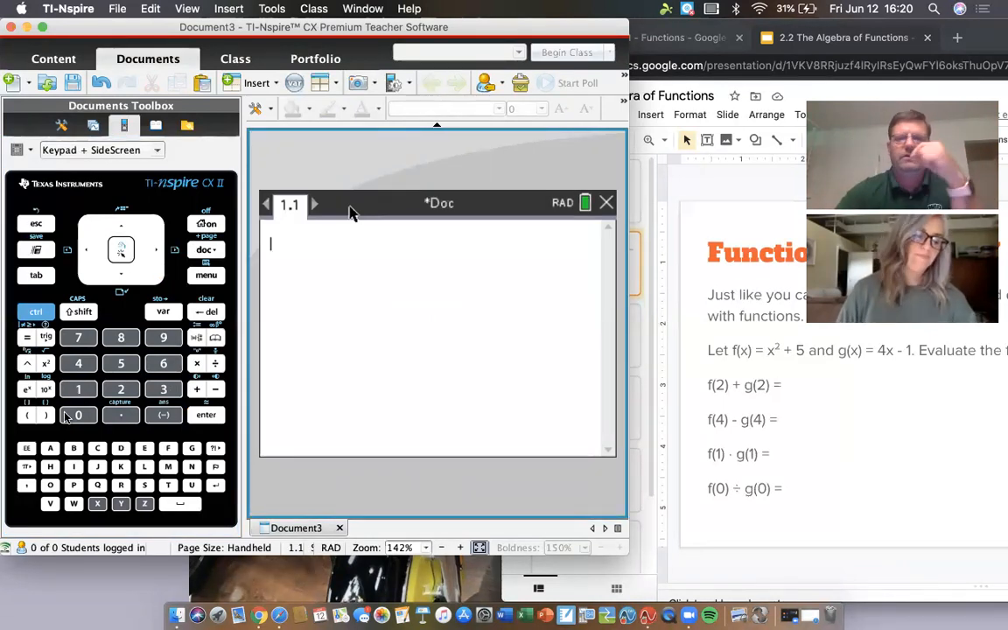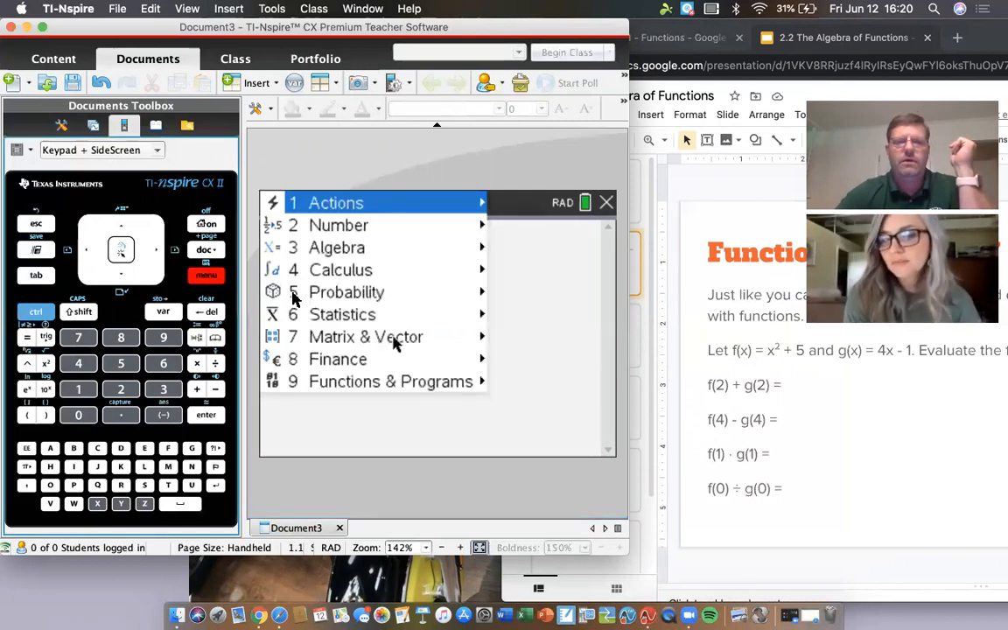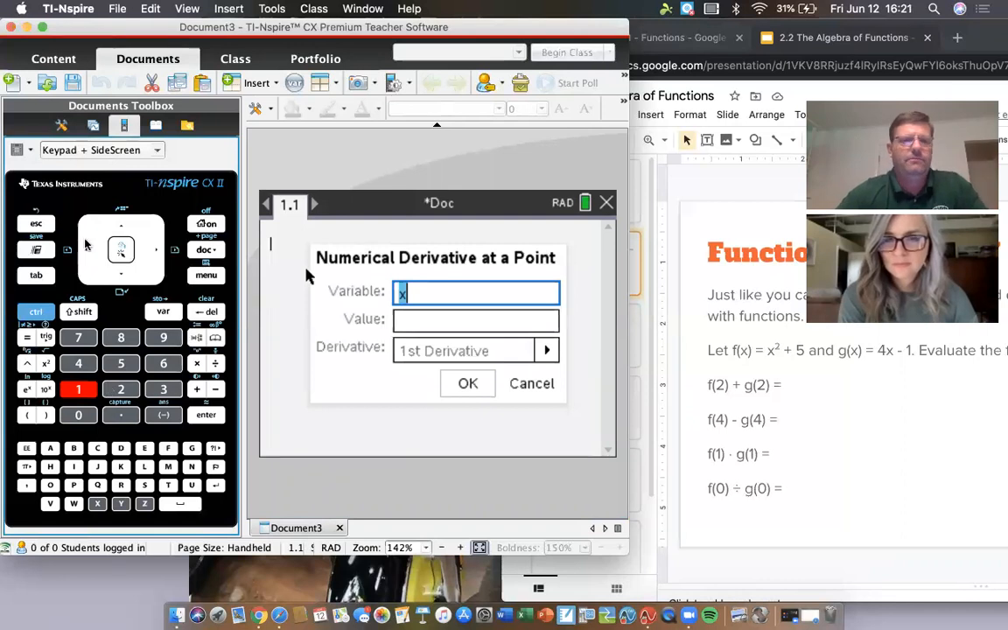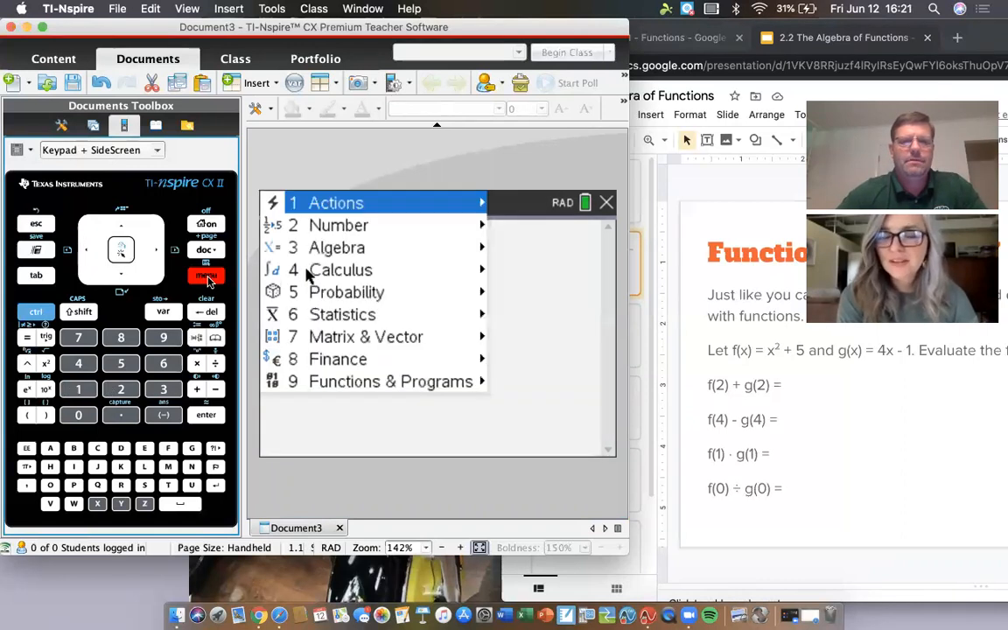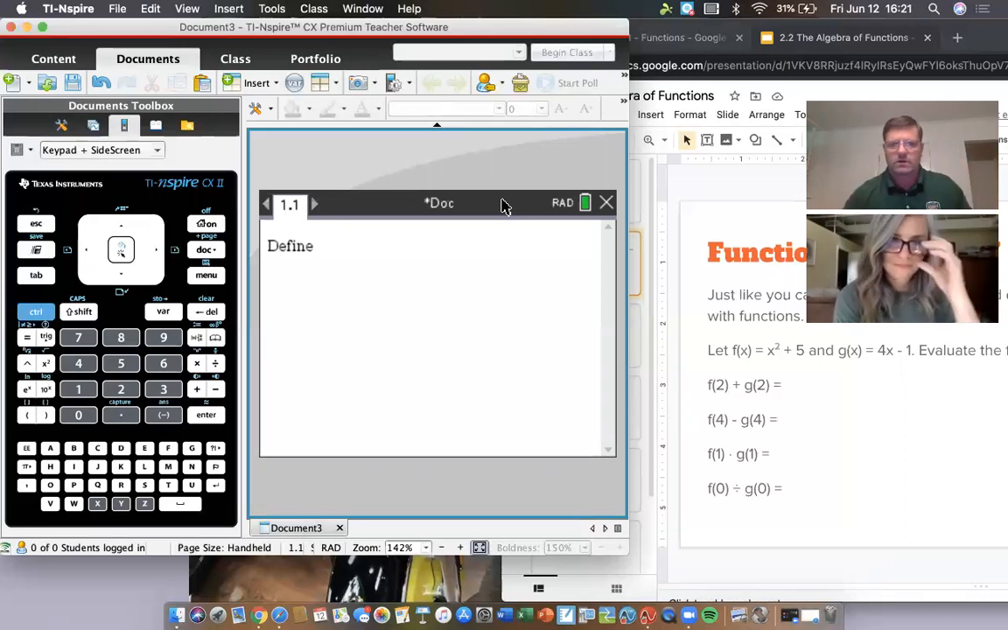So what I want to do is there's two functions here, f of x and g of x. And there's a way to put them in the calculator. It's called menu actions. Oops, sorry, I hit the wrong menu. Escape. Numerical derivative, that's not what we want. I want menu actions, and I want to do what's called define. I could have actually typed the word using the letters at the bottom. That's why the letters are there.